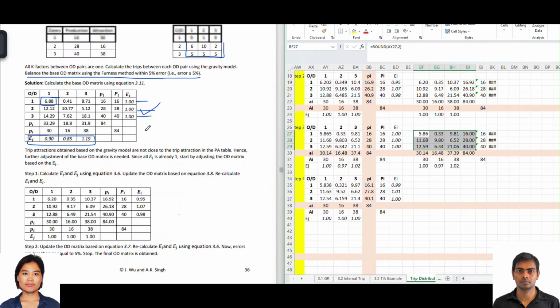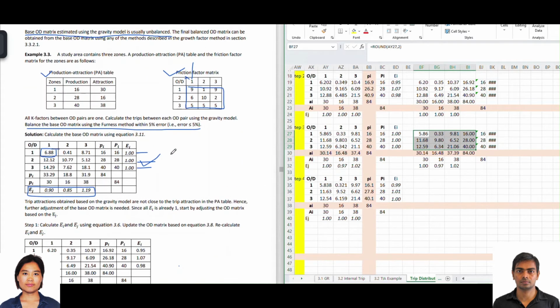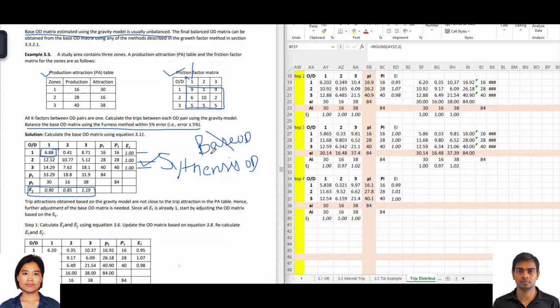Instead of base OD, what we have done is we have synthesized an OD. We have developed OD by ourselves. So this is called synthesis OD. And what we have done is from previous examples, we had base OD. So we have thrown away base OD and we have synthesized OD based on some friction factor matrix. So next we will look at what is this friction factor matrix.